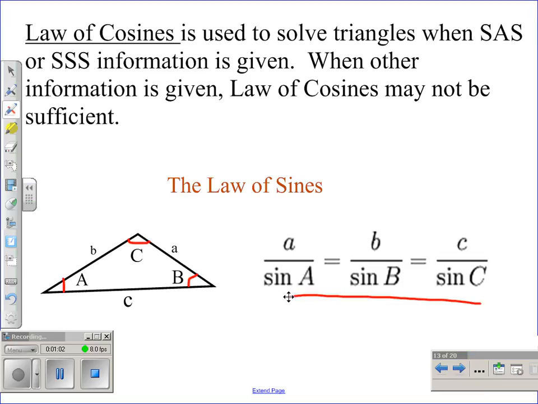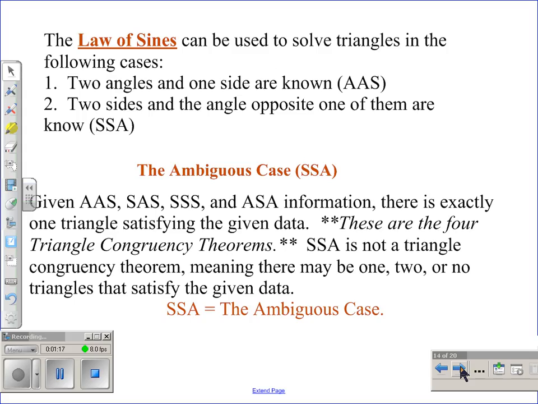It's basically a ratio: a, representing the length of the side opposite angle A, is to sine A, as b is to sine B, as c is to sine C. So there we have the law of sines. The law of sines can be used to solve triangles when two angles and one side are known, which is the angle-angle-side scenario, and also when two sides and the angle opposite one of them are known, which is the side-side-angle case.